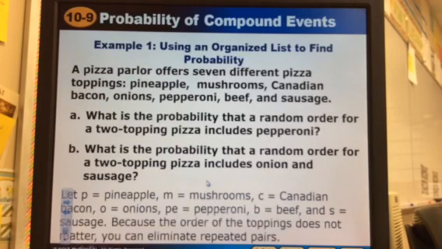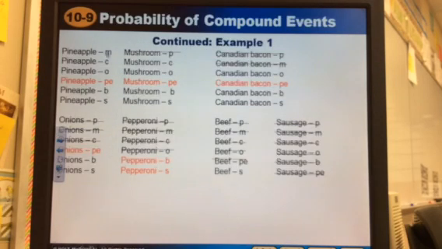So they do a list right off the bat, and they let P be pineapple, M mushroom, C Canadian bacon, O for onions, PE for pepperoni, B for beef, S for sausage. The order of toppings does not matter, so you can eliminate repeated pairs, which also means that since order doesn't matter, you could use a combination to find out how many pairs there are. So let's see, here's their organized list.